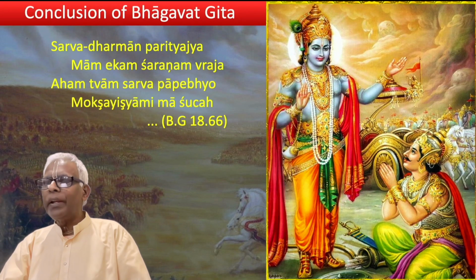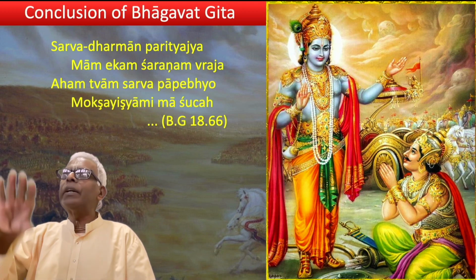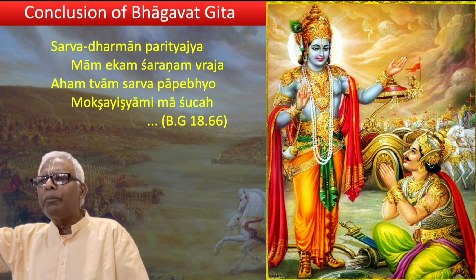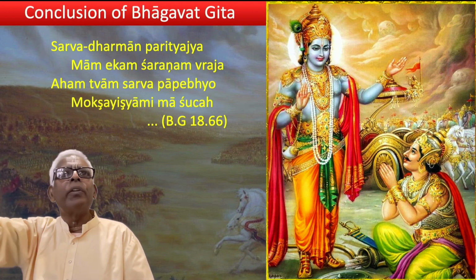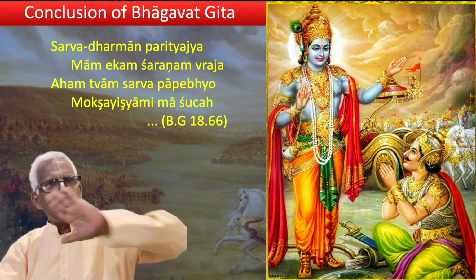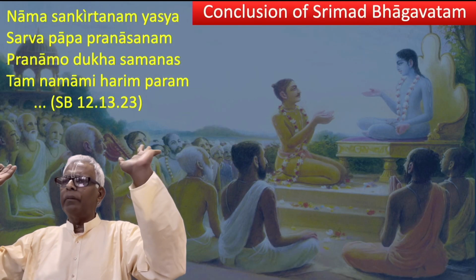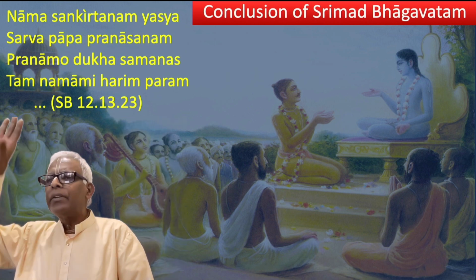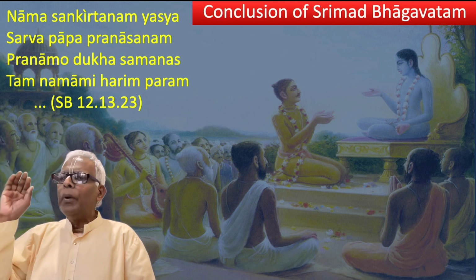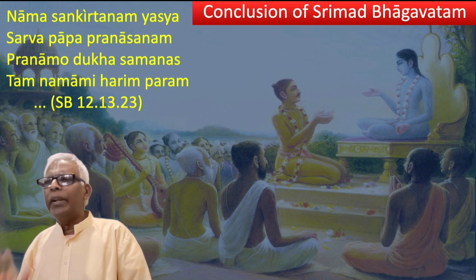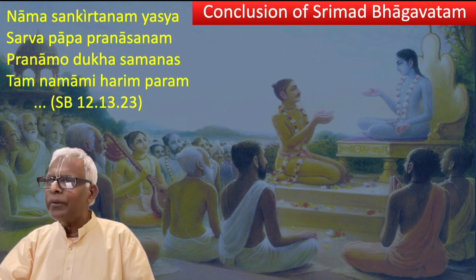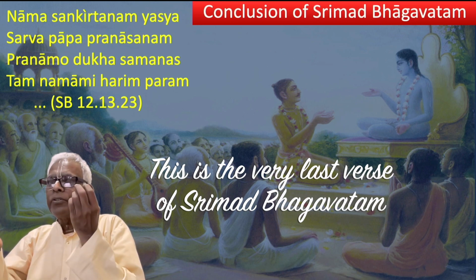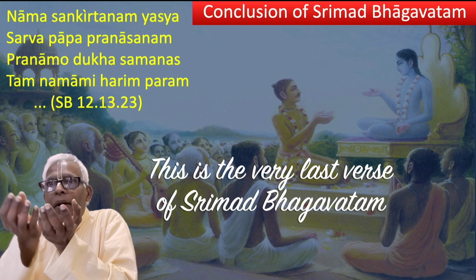All right now? Okay. Anyway, we have seen that the Gita starts with war and concludes with Saranagati, which we talked about. What is that? Sarva dharman parityajya mam ekam saranam vraja. This is the famous sloka. You surrender, throw everything else, surrender only to me, and that's the summum bonum. And then Srimad Bhagavatam, I told you about that: Nama sankirtanam yasya sarva papa pranashanam, pranamo dukkha samanas tam namami harim param. That is basically chanting. It ends with chanting, right? It starts with Saranagati and then ends with Nama Sankirtanam.